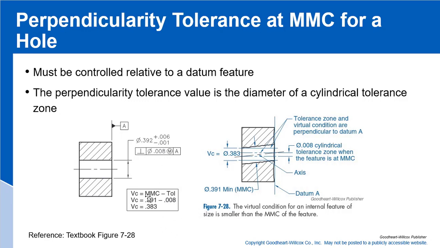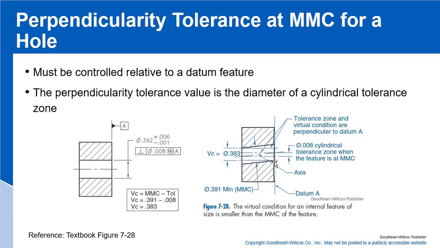Our first step would be to calculate the virtual condition, which in this case would be our min hole, which is .391 minus the 8 thousandths, which gives us .383. That's our virtual condition. Then the tolerance zone and the virtual condition are perpendicular to datum A. That's what we're showing right here. There's our virtual condition, perpendicular to datum A.